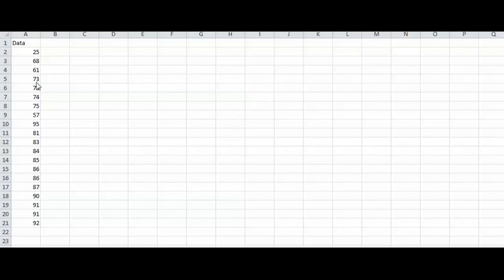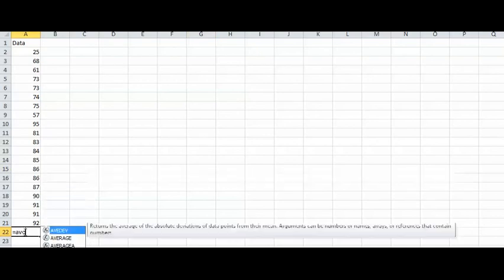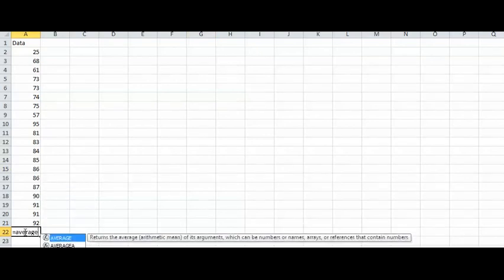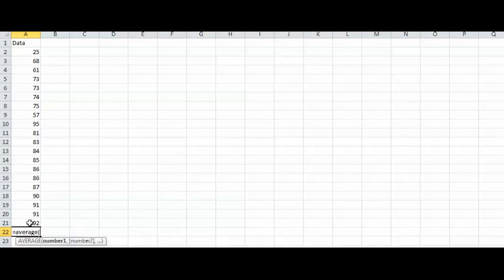We can find the mean of the class by clicking on an empty cell down here and typing in equals and then the word average and then putting a left parentheses right here and then highlighting all of the numbers in the column and then closing the parentheses and then pressing enter. So right now it says equals average and then A2 colon A21 in parentheses.